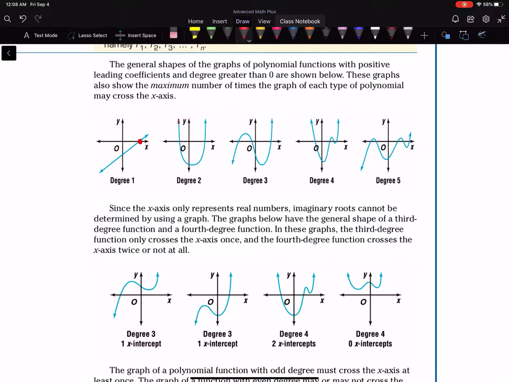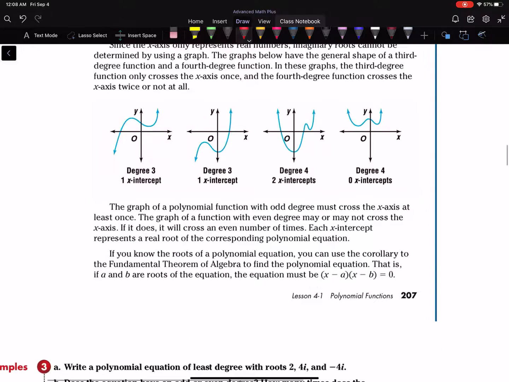Remember, all these words mean the same thing. So a degree of 1 has 1 answer. A degree of 2 has 2 answers. Degree of 3 has 3 answers. Degree of 4 has 4 answers. And degree of 5 has 5 answers. Now, understand something. If it crosses the x-axis, those answers are real. But sometimes you have some that are real and some that are imaginary.